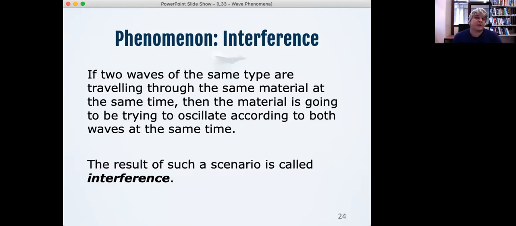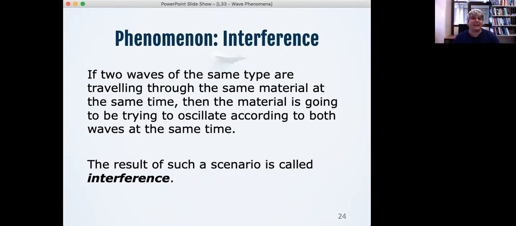The next phenomenon is interference. Interference is when you have multiple waves trying to travel through the same material at the same time. Remember that the wave is the transport of energy. So what we're saying is you might have one person sending some energy down a rope and then another person at the other end shaking their bit and sending energy down the rope as well. Now you've got energy trying to go this way and energy trying to go that way. What happens when they coincide? What does that energy do? That's one example of interference.